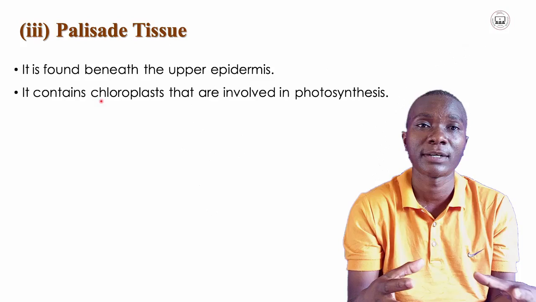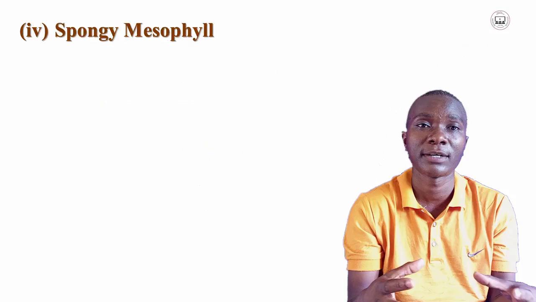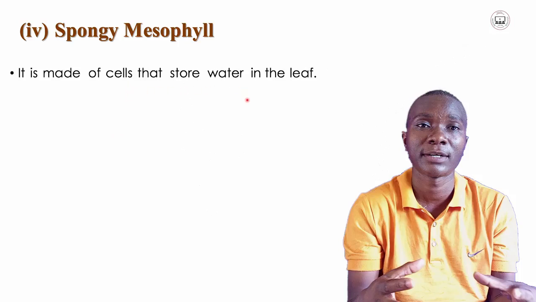So these chloroplasts are important in what? In carrying out photosynthesis. They are cylindrical in shape. So these palisade tissue cells are cylindrical in shape. Just below the palisade tissue, we have the spongy mesophyll. It is made of cells that store water in the leaf.